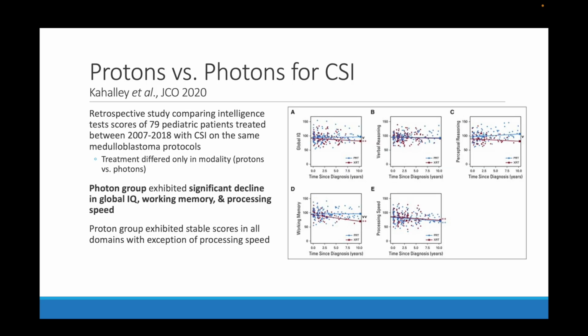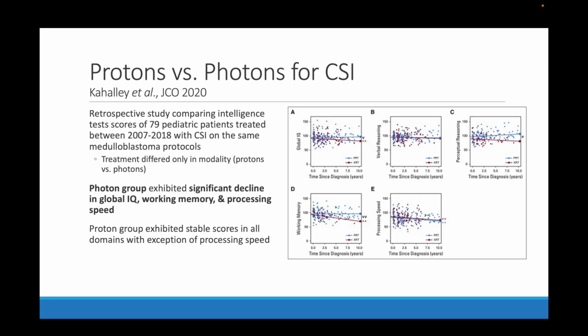Now, when we're doing CSI, whenever possible, we do prefer protons. This is a retrospective study, first author Kahali et al., from the JCO 2020. This retrospective study compared intelligence test scores between 79 pediatric patients that were treated with CSI for medulloblastoma on the same protocols. The only difference in their treatment was the modality, protons versus photons. What they found is that the patients treated with photons had a significant decline in their global IQ, working memory, as well as processing speed, whereas the proton group exhibited stable scores in all of the domains except for processing speed.